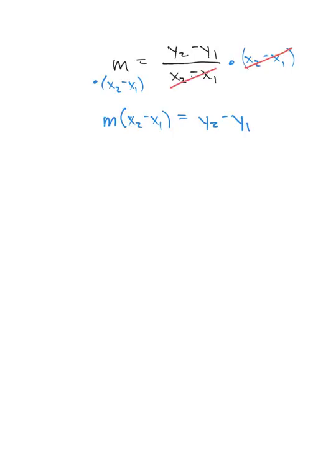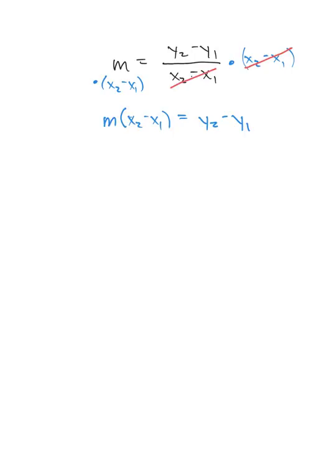Our last step for this, I don't know if you sat there and wondered, why do we do x2 minus x1 and y2 minus y1? Why don't we just do our 1's first and then our 2's? Well, the reason is because of point-slope form.